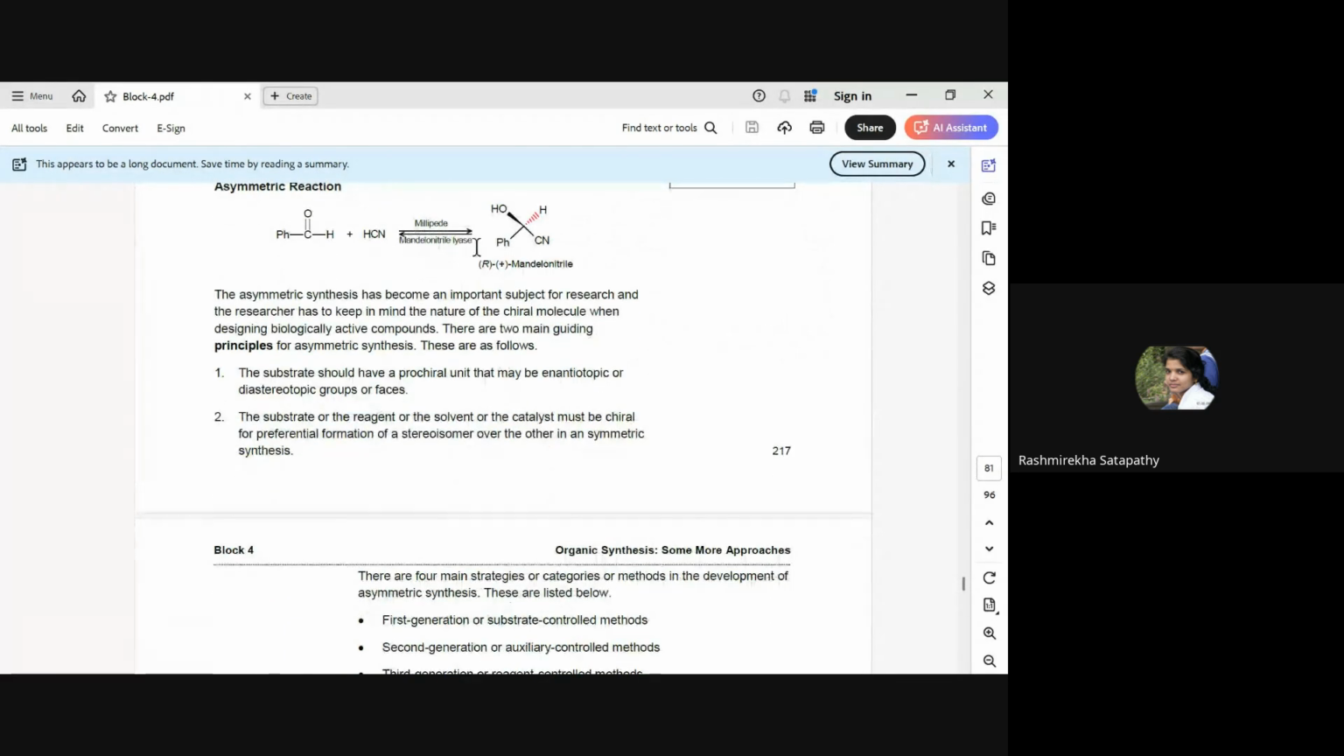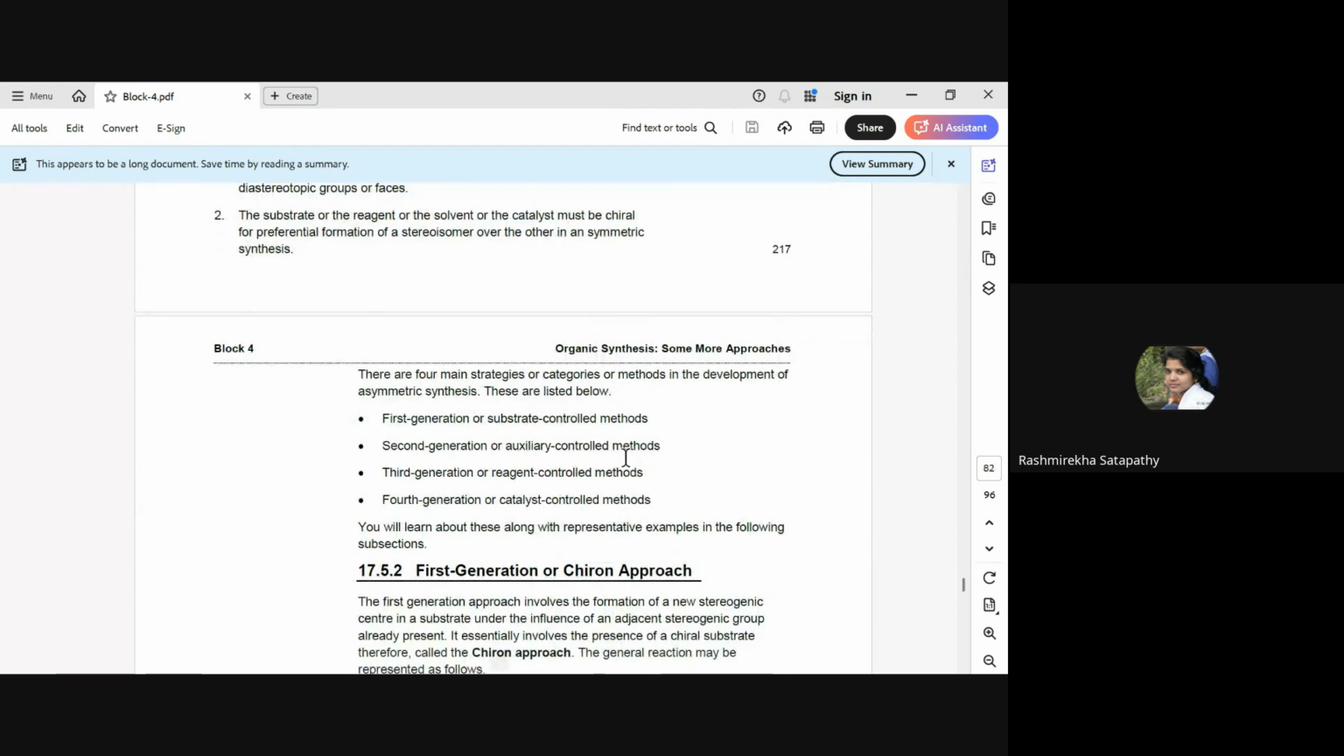Asymmetric synthesis has become an important subject of research, and the researcher has to keep in mind the nature of the chiral molecule in designing biologically active compounds. There are two main guiding principles of asymmetric synthesis. The substrate should have a prochiral unit that may be an enantiotopic or diastereotopic group or face. The substrate, the reagent, the solvent or the catalyst must be chiral for preferential formation of one stereoisomer over the other in an asymmetric synthesis.